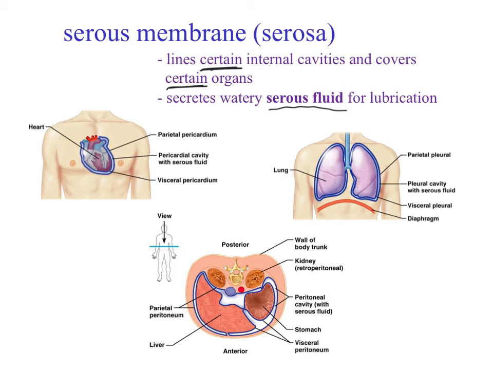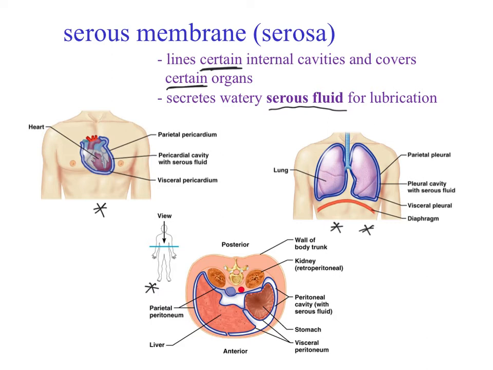So in order to understand how serous membranes work, let's take a look at 3 examples here. You'll notice that in all 3 cases, the specific serous membrane has a different name, but let's not worry about that right now. For now, know that the dark blue line is the serosa. And so you see it associated with the heart, associated with the right lung and the left lung, and associated with a number of viscera in the abdominal pelvic cavity. And in all cases, you can see that there's a part of the serosa that's lining a certain internal cavity, and then there's another part that's covering a certain organ.